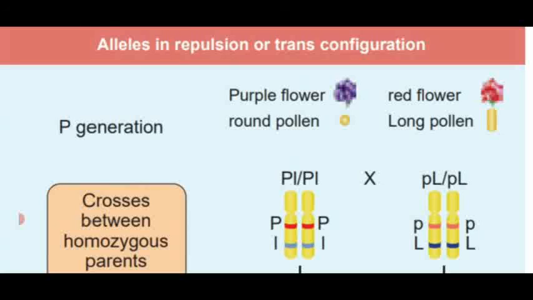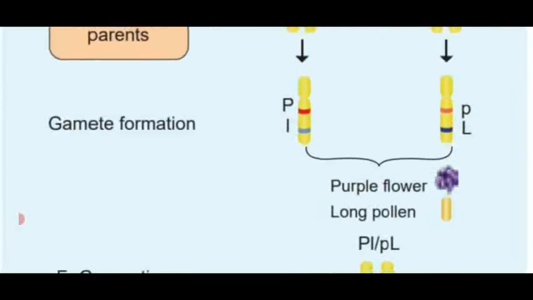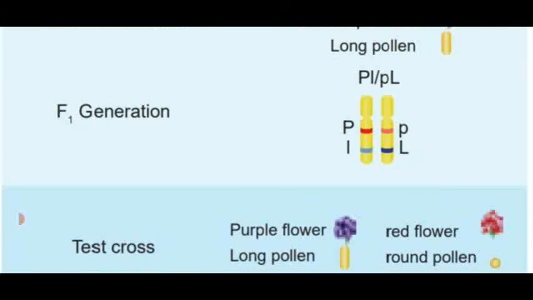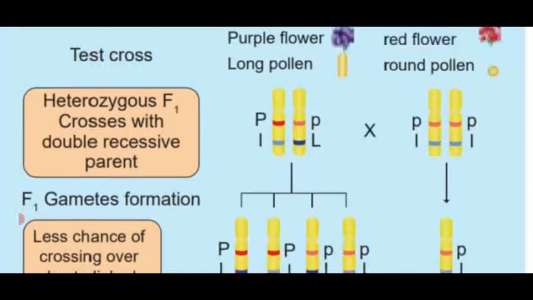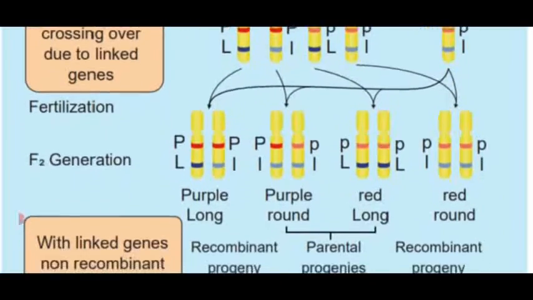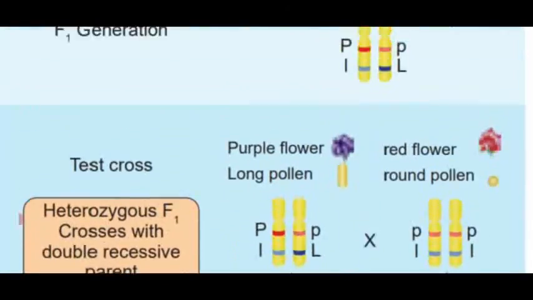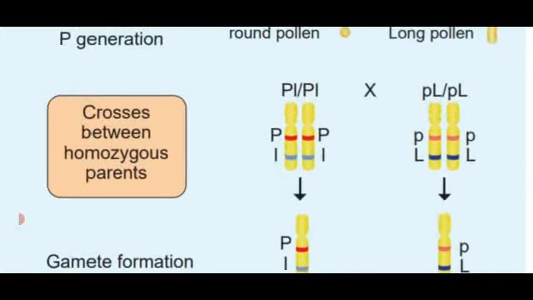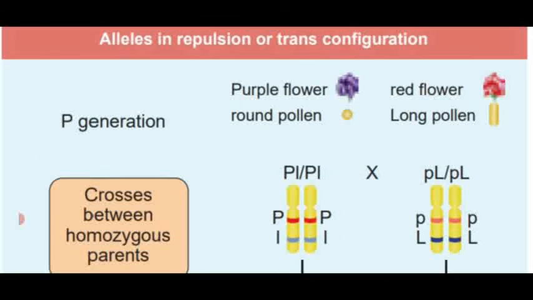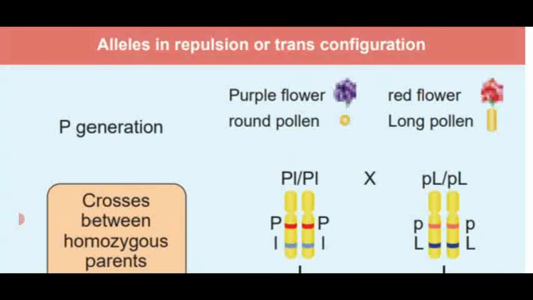Dear students, I hope we all understood what coupling or cis configuration is in the pea plant. Likewise, what repulsion or trans configuration is, which is present in the sweet pea plant, was observed by two scientists named William Bateson and Reginald Punnett.